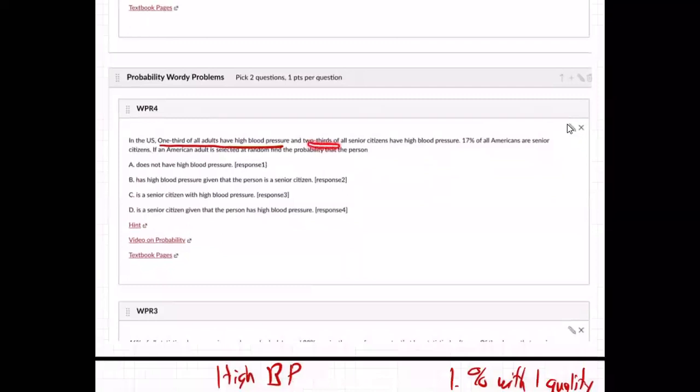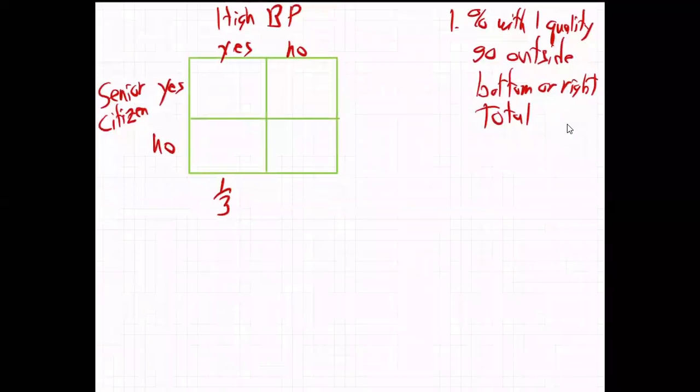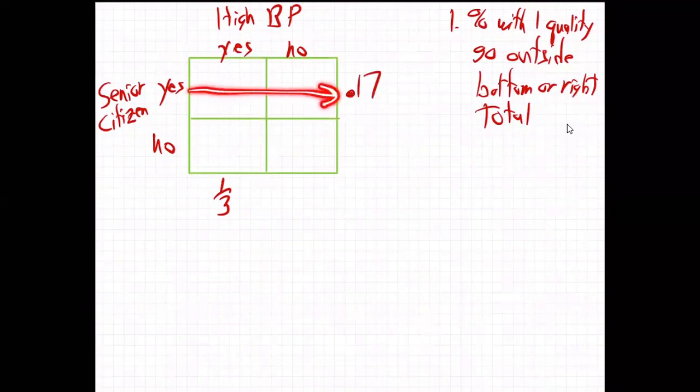Now the next sentence, 2/3 of all senior citizens, that's not 2/3 have high blood pressure. See how that mentions both things? I'm going to come back to that. Let's move on. See, that mentions both qualities. Let's go to this one. 17% of all Americans are senior citizens. There it is, 17% senior citizens. That's point, put it out here. 0.17 right there, because that's senior citizens, yes, 0.17, 17%, change to decimal. We'll just do everything in decimals and fractions.